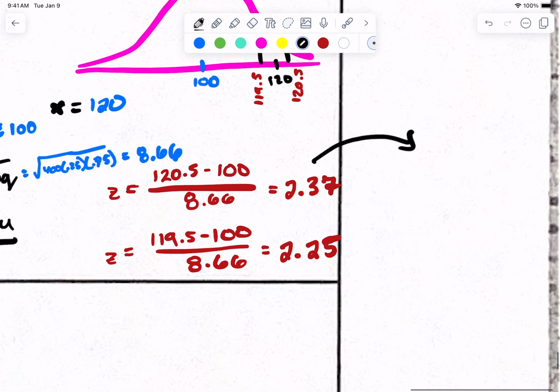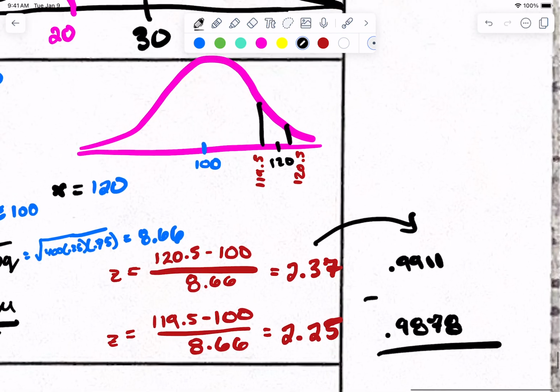So 2.37, if you look it up on the chart, is like 0.99 something. 0.9911. That sounds familiar. Okay, if you look it up on the chart. Okay, now look up 2.25 on the chart. 0.9878. Cool. Now what?